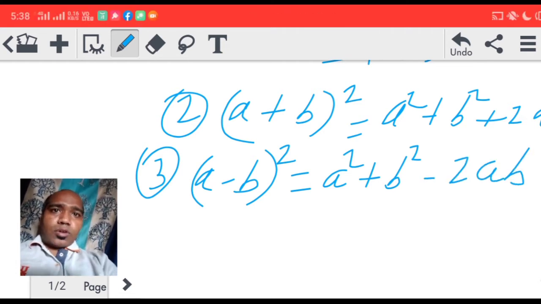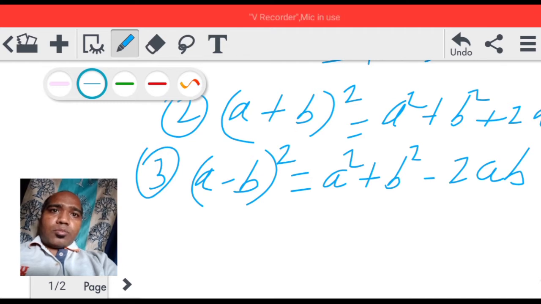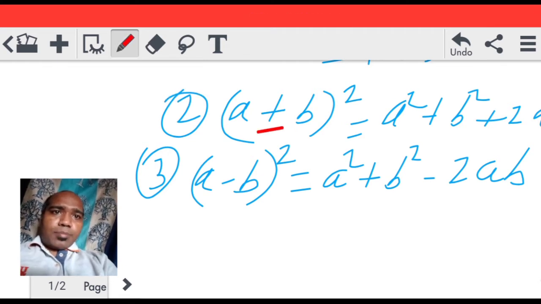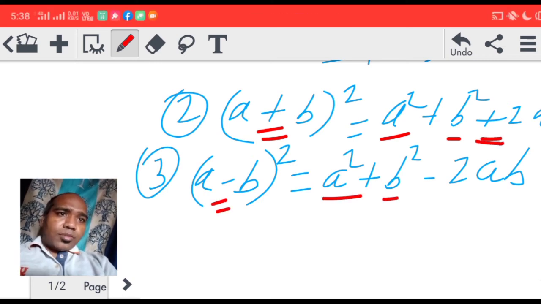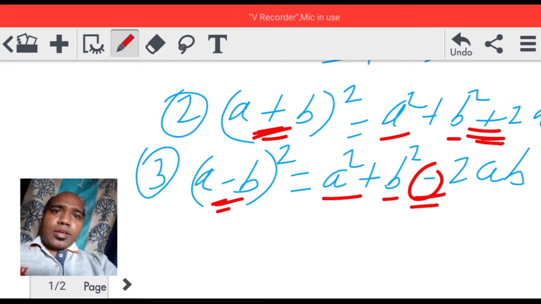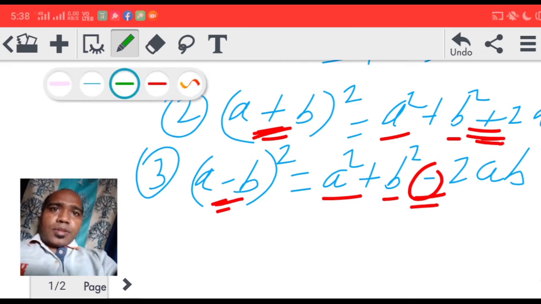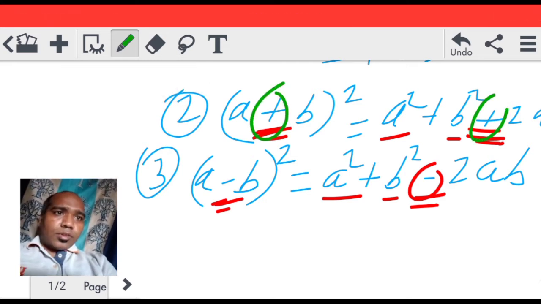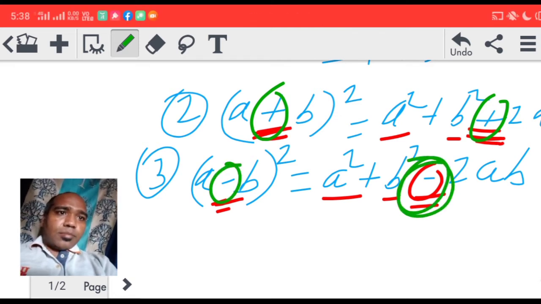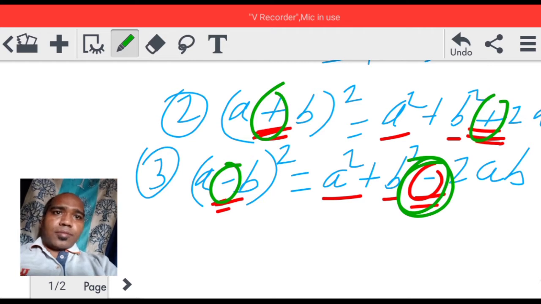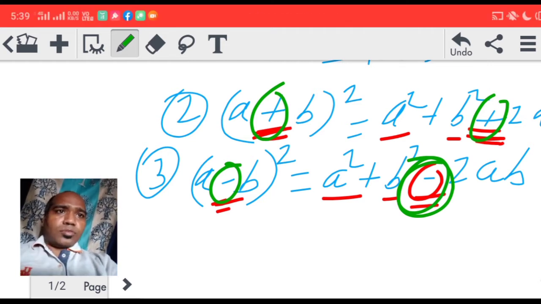Both the formulas are almost same. Look here: a plus b whole square, then a square plus b square plus 2ab. Here a minus b whole square, then a square plus b square minus 2ab. Here minus is there, so here minus 2ab. Here plus is there, so here plus 2ab. Where plus is there, here also we are getting plus 2ab. Here minus is there, so here also we are getting minus 2ab. Rest are almost same.